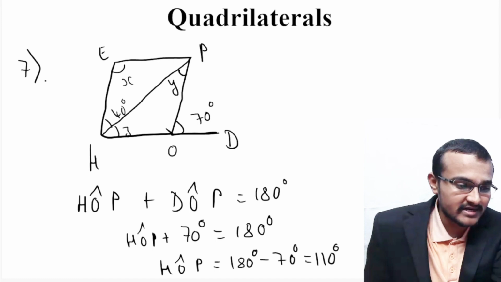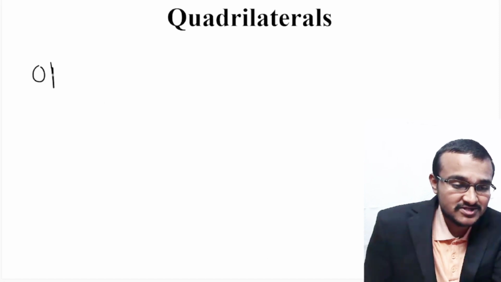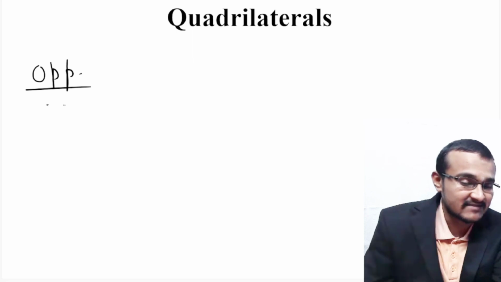Now you have got HOP. Now you should actually state the property to find x. Since opposite angles, so this is one particular property which you can properly write in a statement form.